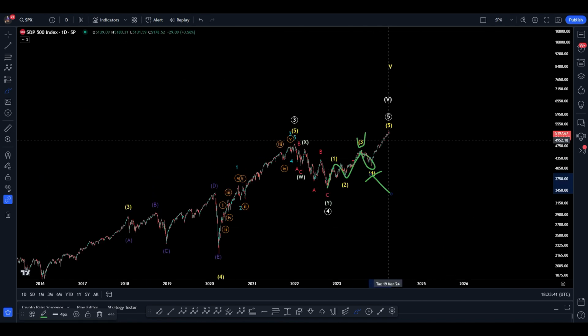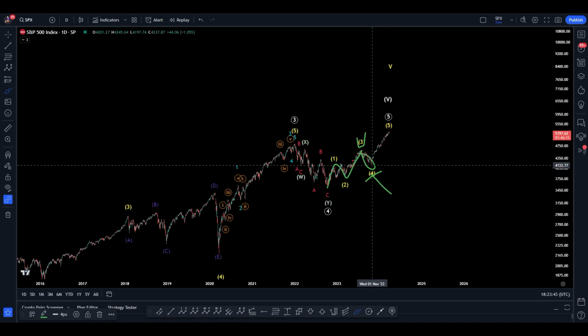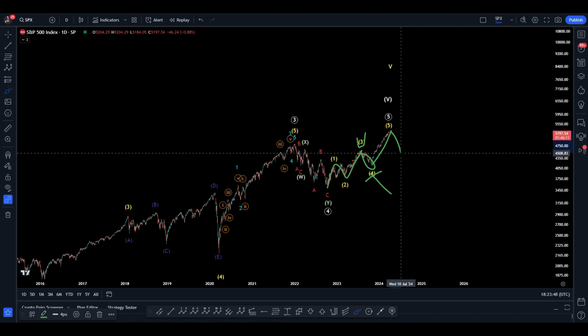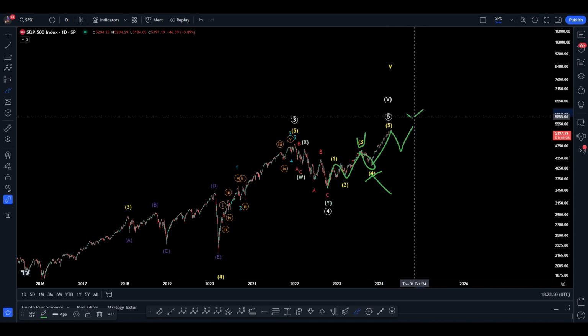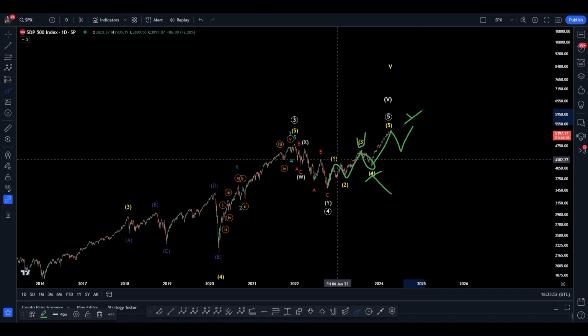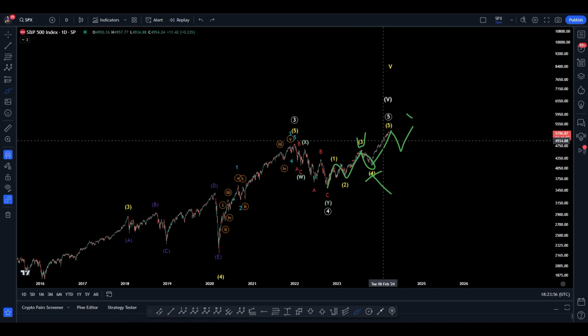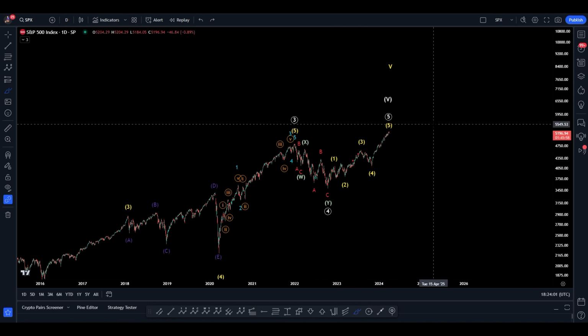Now, can you come back down like this and then make a new high and then you can do it? Absolutely. Yes, then that can be a B wave. But as it stands right now, it cannot be. So therefore, this count has jumped to preferred status. So, oopsie. What does this mean?